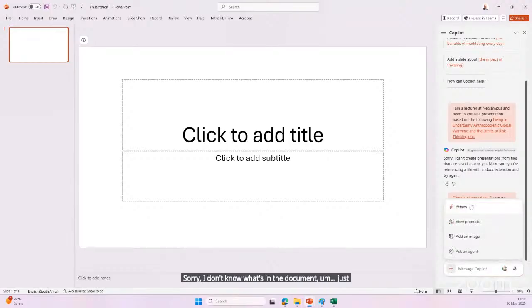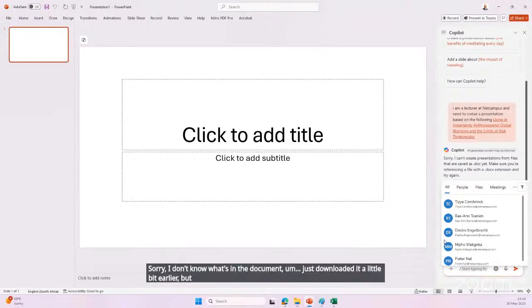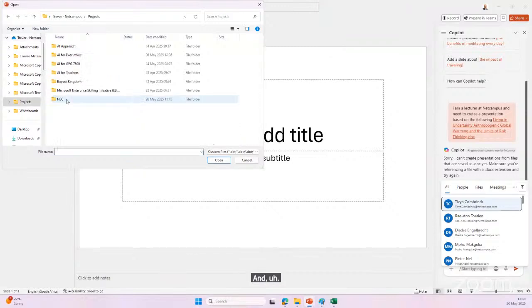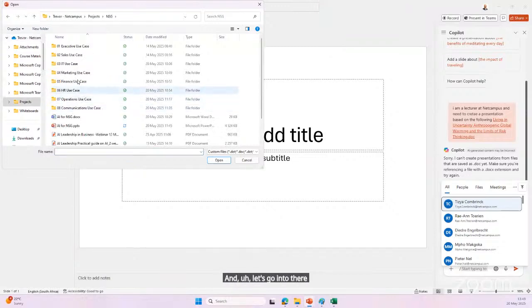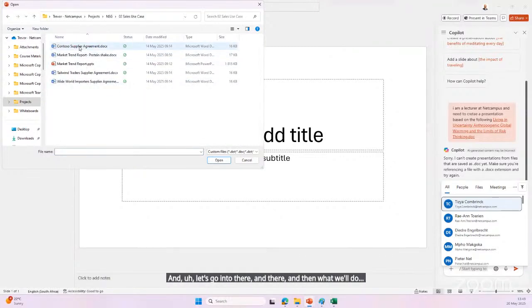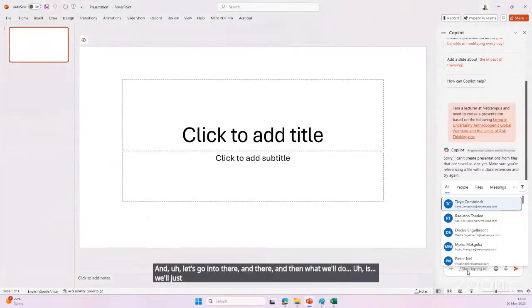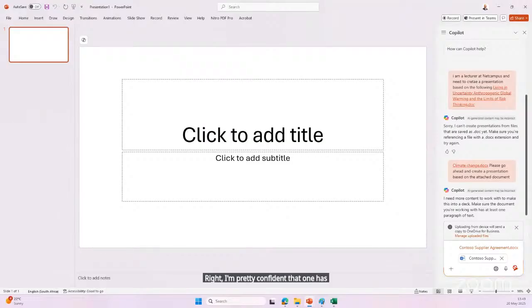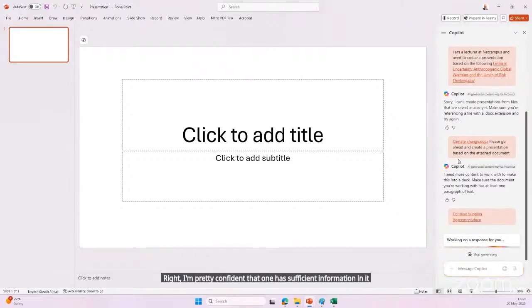Just downloaded it a little bit earlier, but we should be able to use a document that I know is particularly useful. And let's go into there, and then what we'll do is we'll just use that one. All right, I'm pretty confident that one has sufficient information in it. Now, how does this assist me?